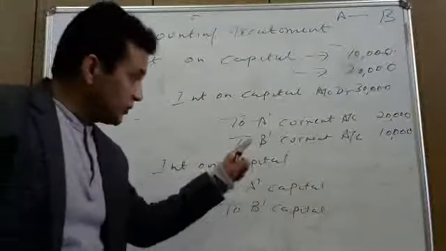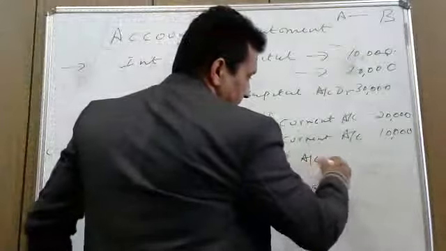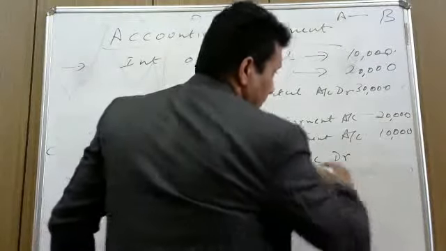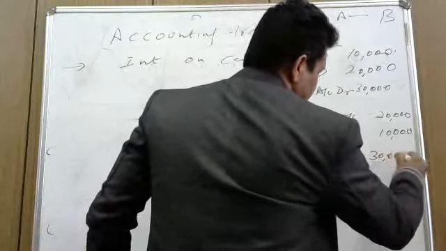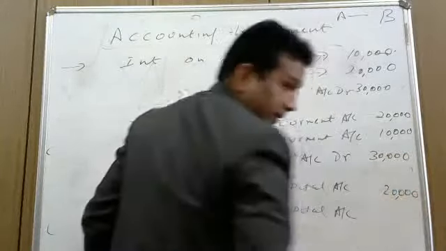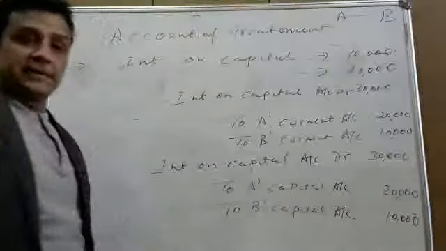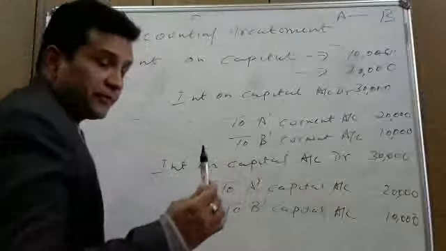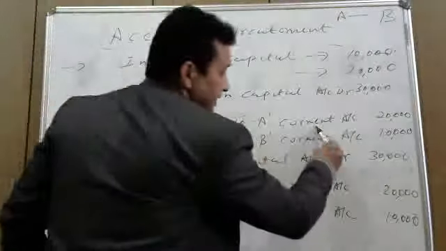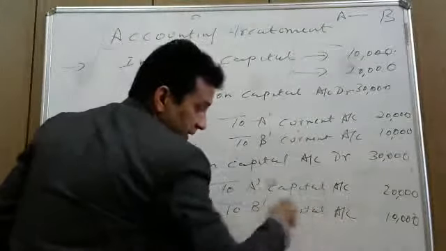Under fluctuating capital method, you need to pass this entry: interest on capital account debit to A's capital account, to B's capital account. Total interest is the same, 30,000. A is getting 20,000 out of 30,000 and B is getting 10,000 out of 30,000. So these are the things. The only difference is that under fixed capital method, we need to open an account called A's current account. Under fluctuating capital method, we write simply to A's capital account, to B's capital account.